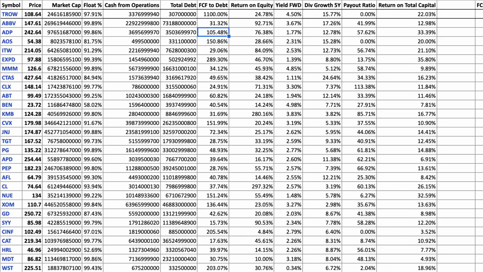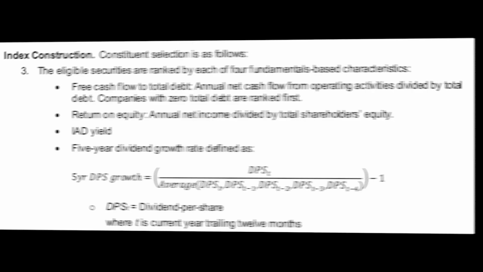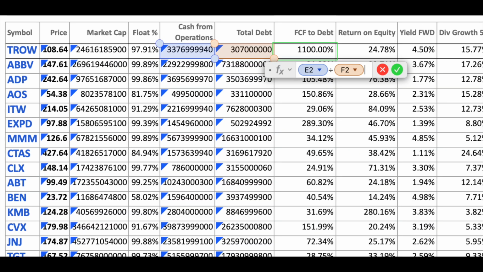Next, I exported all of this data into a spreadsheet. In order to duplicate the stock selection process for SCHD, I need 4 criteria: free cash flow to total debt, the return on equity, the forward dividend yield, and the 5-year dividend growth rate. The last 3 criteria I can retrieve directly from Seeking Alpha, but they do not report a free cash flow to total debt ratio. So that is why I added the cash from operations and the total debt. Using these 2 numbers, I can self-compute the free cash flow to total debt ratio, which is simply the cash from operations divided by total debt.